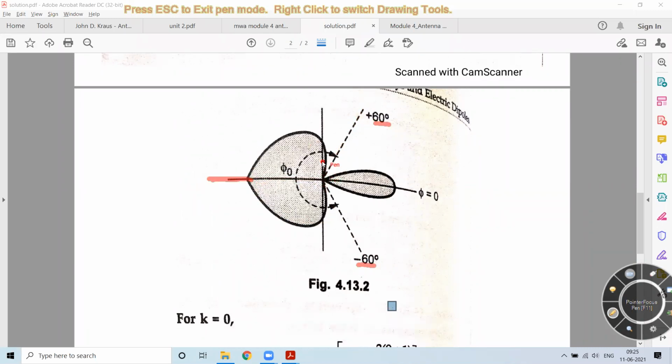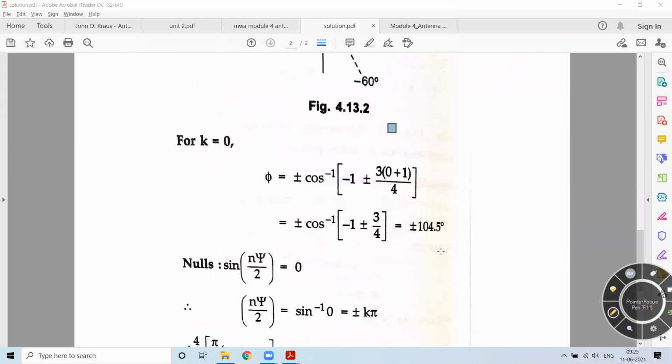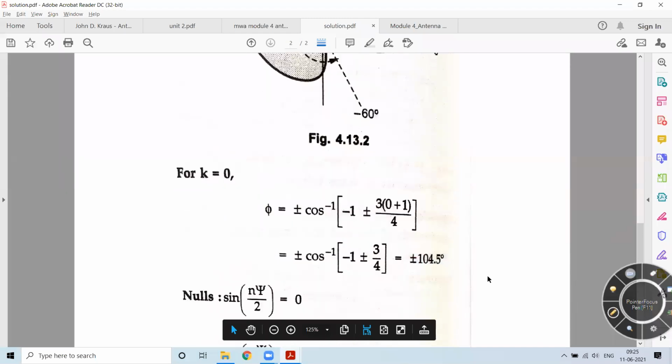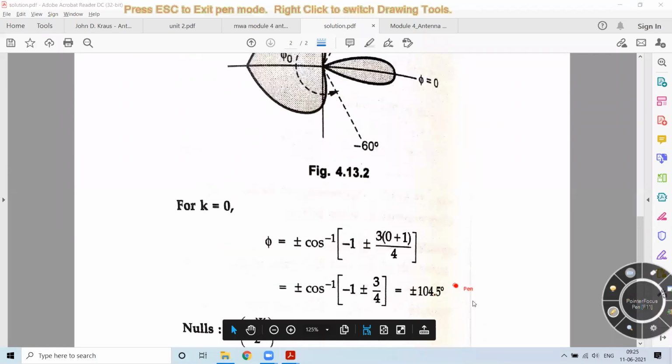So therefore, from this point to this point, I'll be having the main lobe. And from this angle to this angle, I'll be having the side lobe. Now, as per this given angle, if you just observe, you should have at plus 104.5 degrees. But this condition is not possible. This one is not possible.